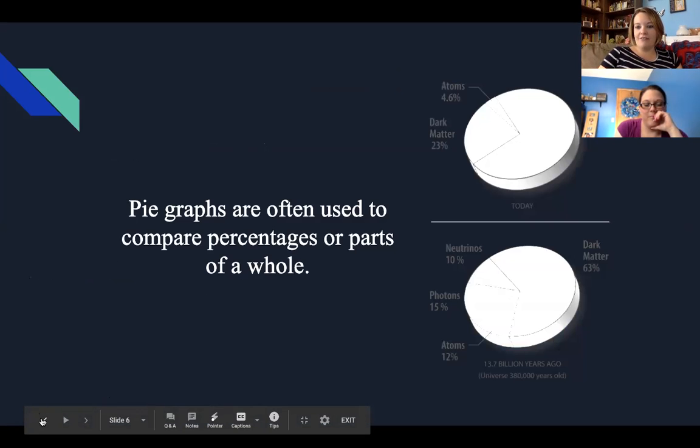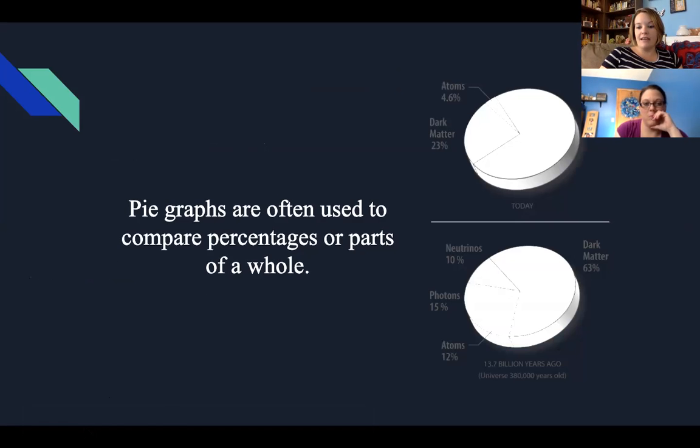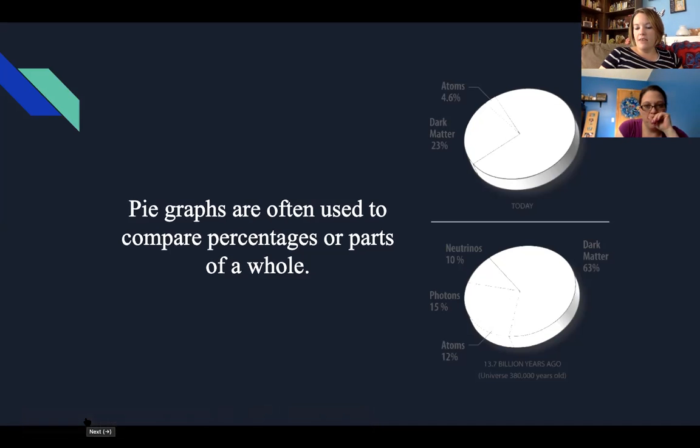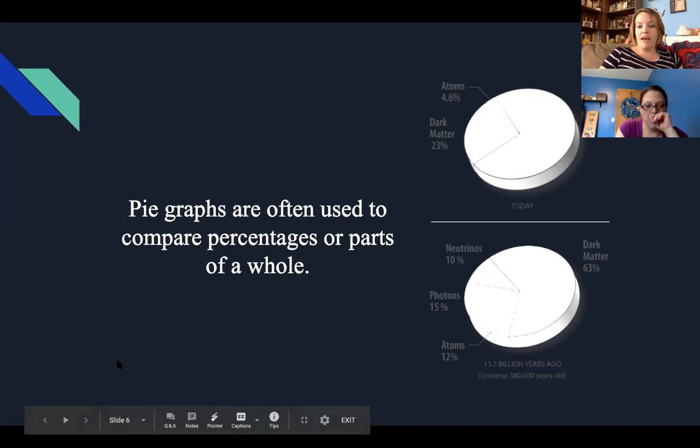These are pie graphs, and these help us remember. We've done some of these similar in math when we do fractions because they kind of look like pizzas, and we can break them apart in half or in fourths. But pie graphs are often used to compare percentages or parts of a whole. And remember, parts of a whole are like fractions, okay? So these are different percentages for atoms and dark matter and dark energy. And this is 13.7 billion years ago. So these are pie graphs, and you can easily remember that because it's like a pizza pie.